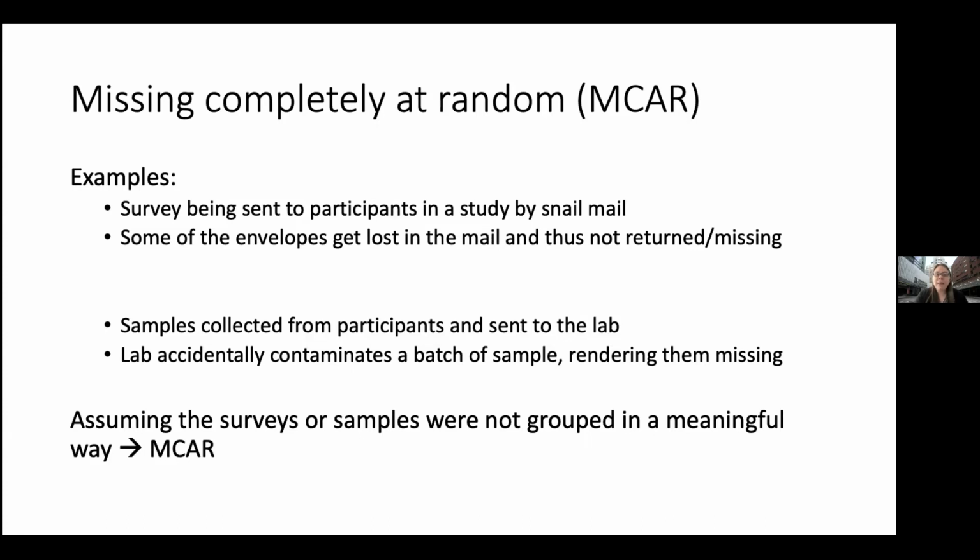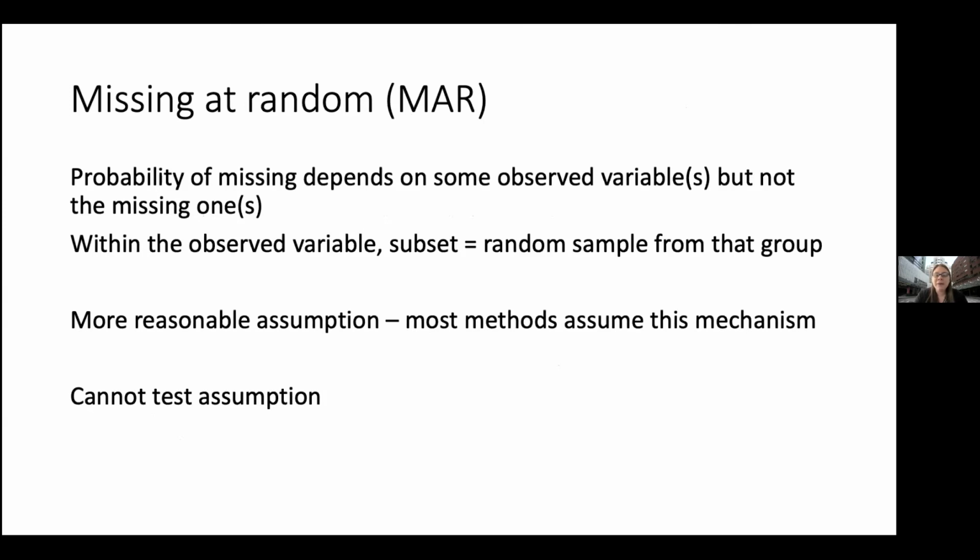Instead, it's more common that we have something called missing at random. So for MAR data, the probability of missing depends on some observed variable, but not the missing variables. So when we condition on these observed variables, like say we conditioned on biological sex, and within men or within women, the subset that are missing are a simple random sample from that group. So you can see that's a more reasonable assumption.